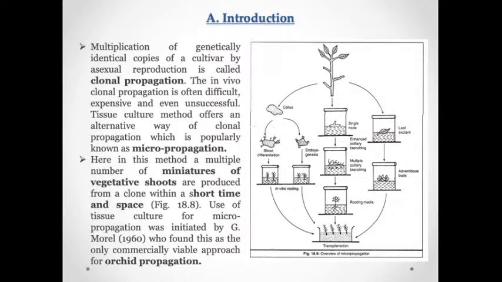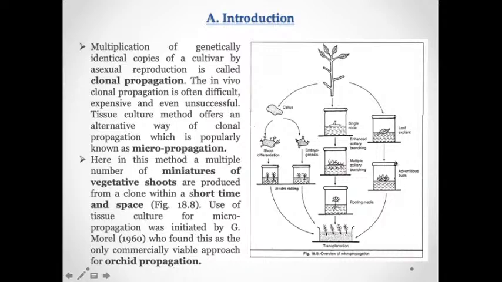It says that multiplication of genetically identical copies of a cultivar by asexual reproduction is called clonal propagation, but it's quite difficult and has been quite expensive and even unsuccessful. So tissue culture methods offer an alternative way of clonal propagation, which is properly known as micropropagation. In this case, you can grow miniature vegetative shoots within a short period of time.